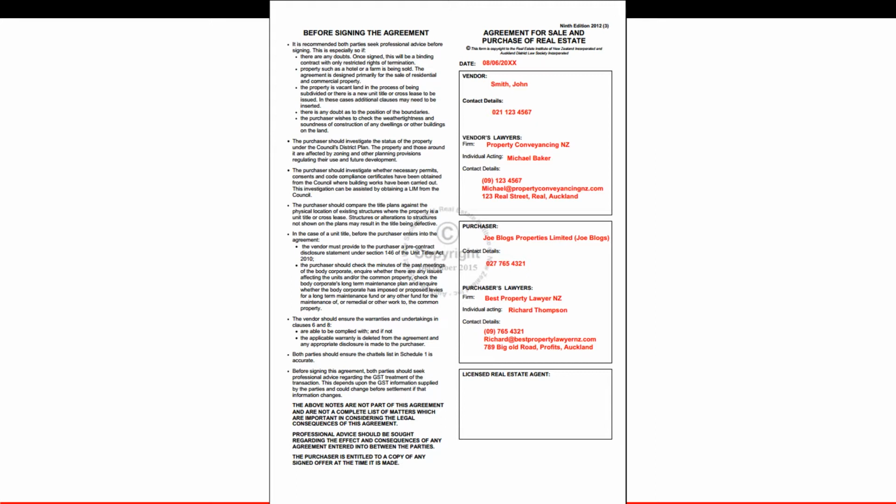Very similar to the purchaser side, you can see it's Joe Bloggs Property Limited, with Joe Bloggs as the director, contact details, Best Property Lawyer NZ as the firm, and Richard Thompson as the individual acting agent, with the details below as well. So very straightforward. This is one of the easier pages that you can pick up and learn and start doing, and you can be on your way.